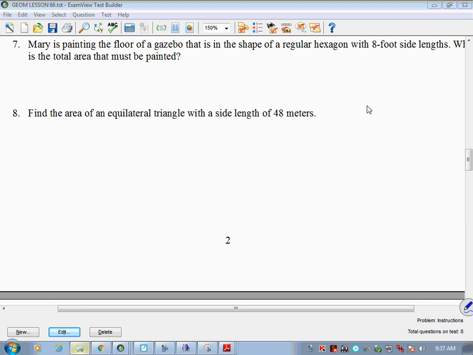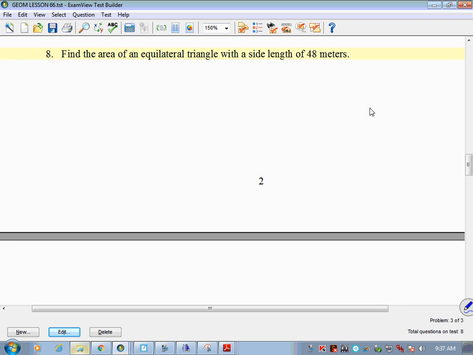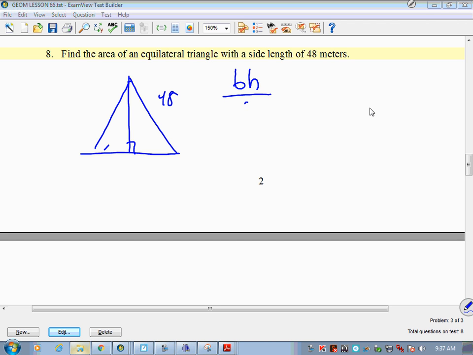Find the area of an equilateral triangle with side lengths that measure 48. Because it's equilateral, if side lengths measure 48, then I'm drawing that, right? Area is what times what divided by what? Erica, what's the area of a triangle? Base times height divided by 2. So what is the base of this triangle, if all my side lengths measure 48? 48. We do need to find the height though.